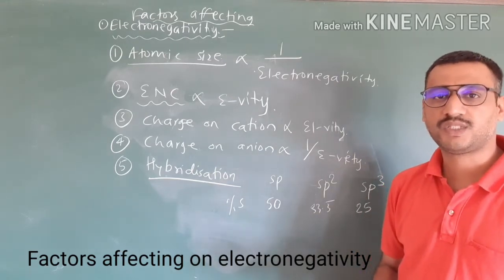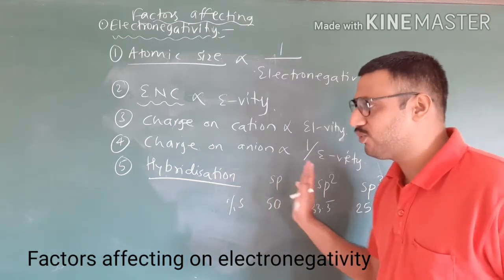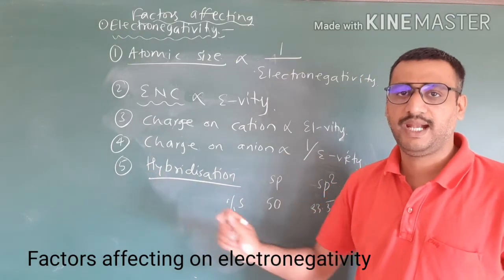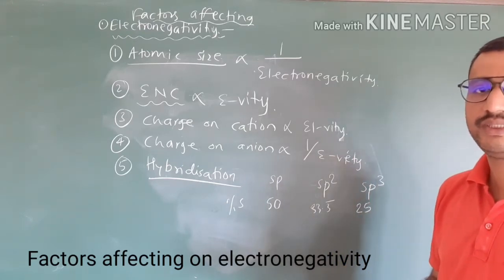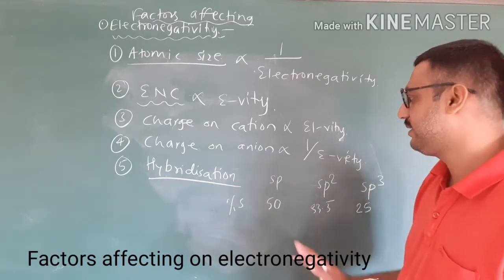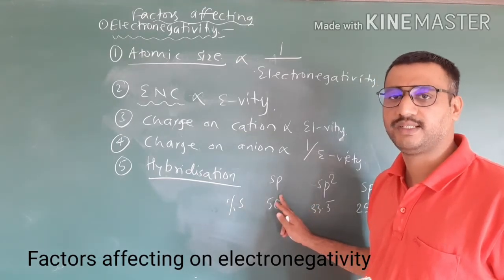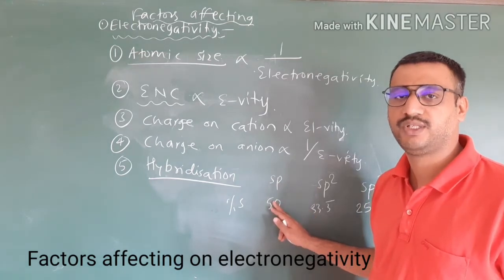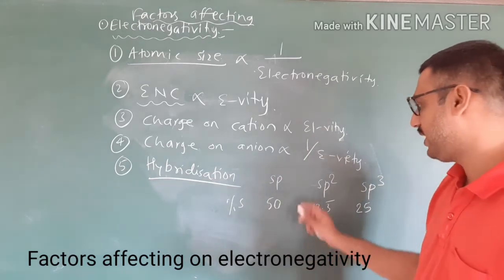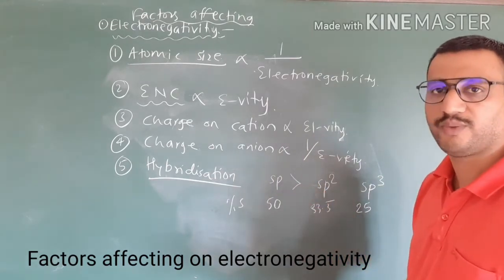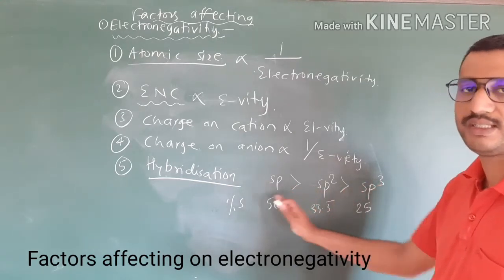Because the s orbital is nearer to the nucleus, its tendency to get attracted by the nucleus is more. Here the conclusion is that if the s character of the orbital of the central atom is more, then its electronegativity is also more. So sp hybridization corresponds to more electronegativity of the atom, sp2 corresponds to comparatively less, and sp3 corresponds to the least among these three.